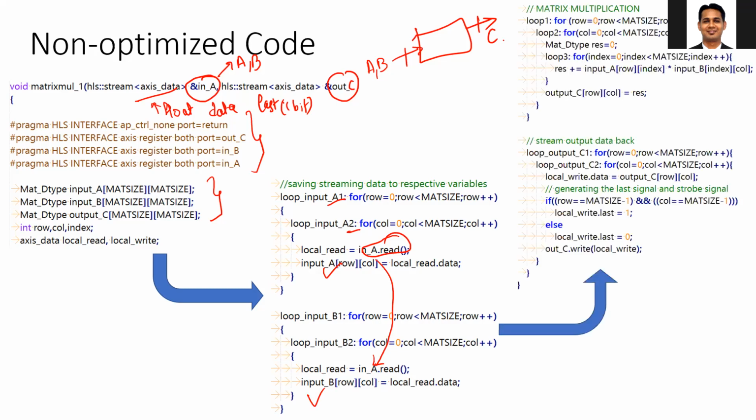After that, I'll do the matrix multiplication. So these are my three loops, loop one, loop two, loop three. I'll do the multiplication and the accumulation to get the output results, which I'll store back in my output matrix. And then from this output matrix, I'll write the data on the output stream interface and I'll generate the appropriate last signal. This is how the code looks. Now we will go to the HLS and understand the entire design flow of the HLS.